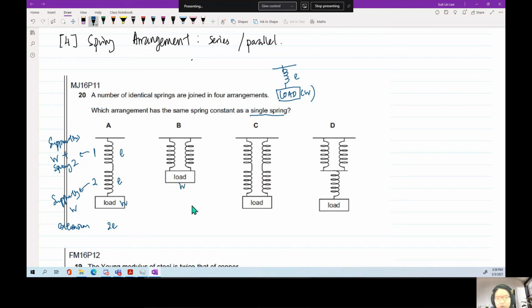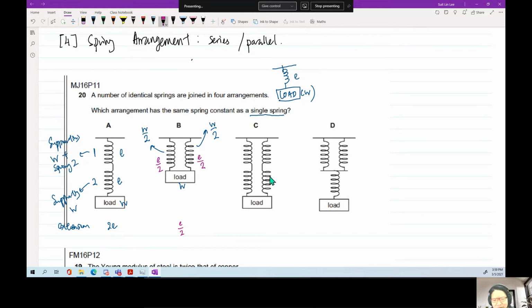This load is still W, but you can see they are sharing the load. So this one will support W over 2. This one will support W over 2, meaning this extension will be E over 2 and this extension will be E over 2. So the total extension is E over 2.